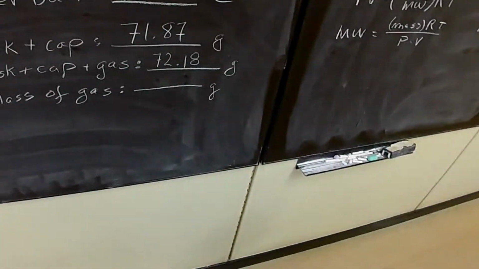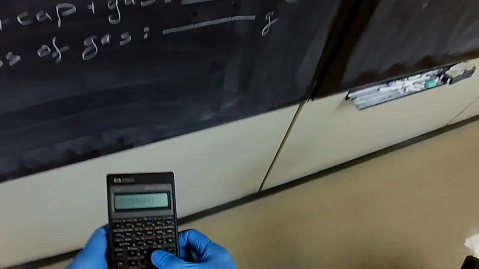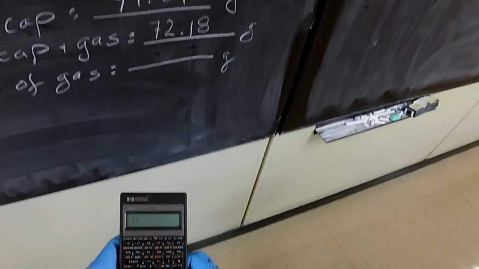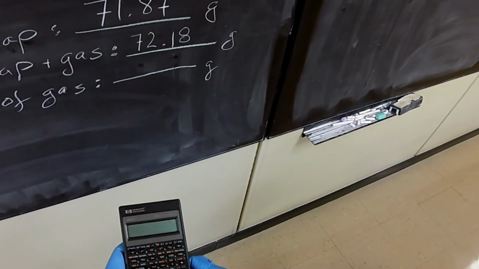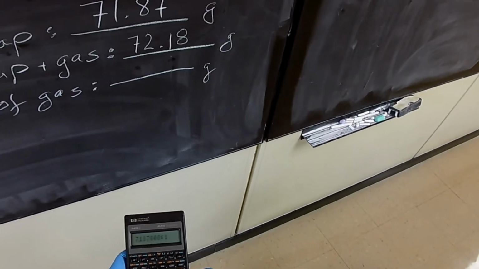Okay. Now, while we're here, let's get the difference. I could probably do it in my head, but it's late in the day, so I'm not going to take any chances. 72.18 and subtract the other one from it. I get 3.1.